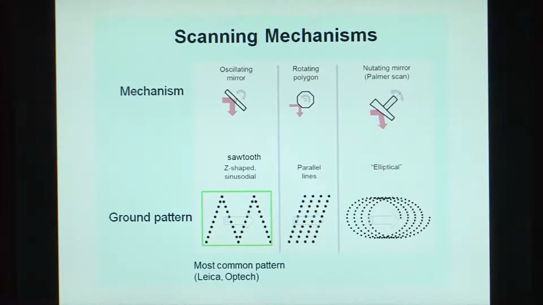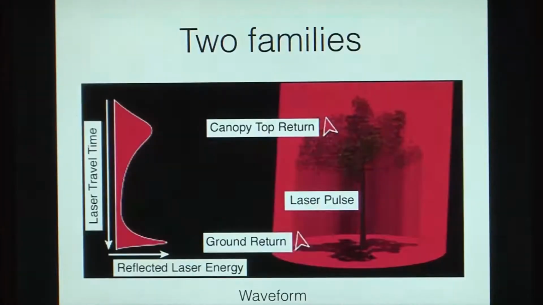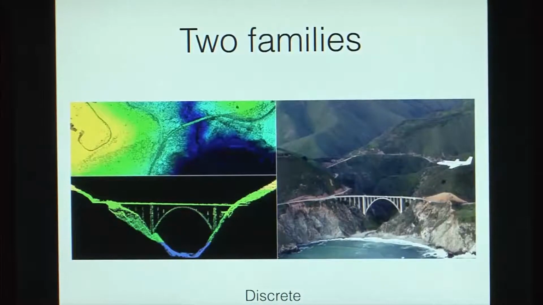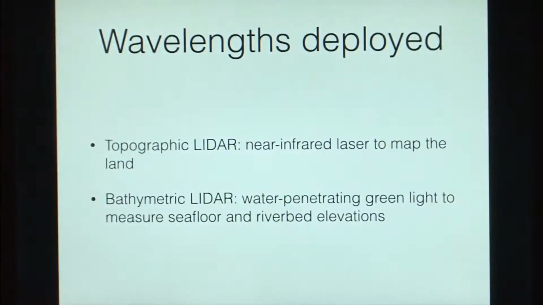Then we looked at different scanning mechanisms. We can have an oscillating mirror, a rotating polygon, or a nutating mirror, which will give us different kinds of ground patterns. There are 2 families of LIDAR: waveform LIDAR and discrete LIDAR. We also looked at the wavelengths that are deployed, which can also lead to a classification of LIDAR into topographic LIDAR that uses a near infrared laser, or bathymetric LIDAR that uses water penetrating green light to measure the sea floor and riverbed elevations.